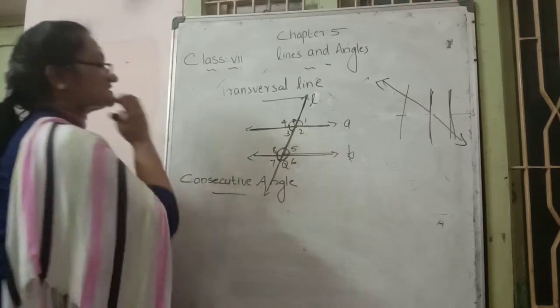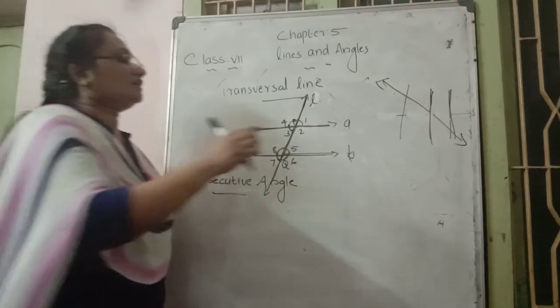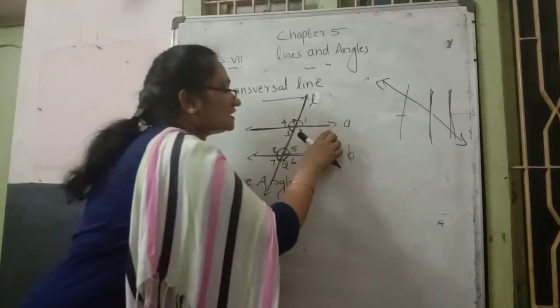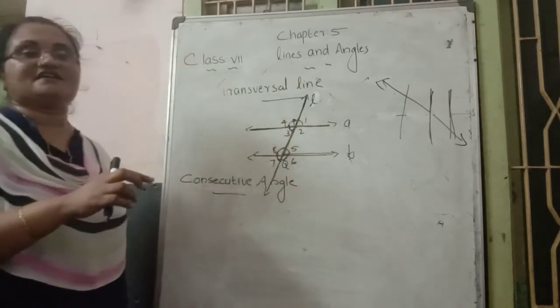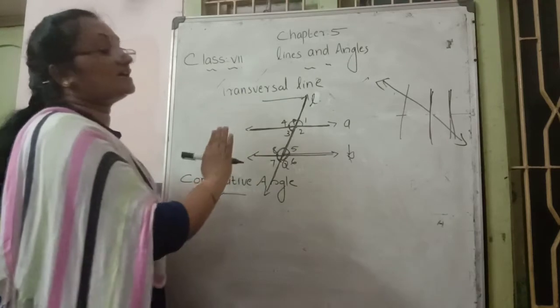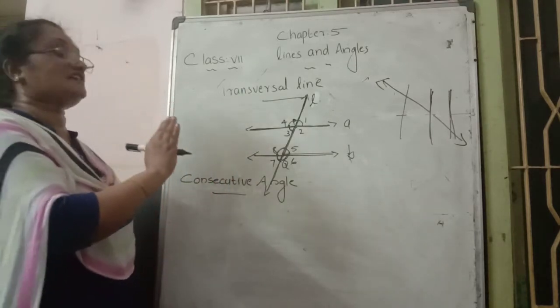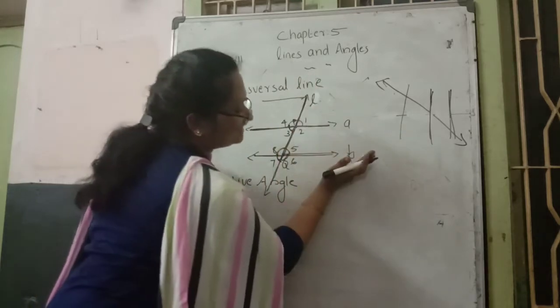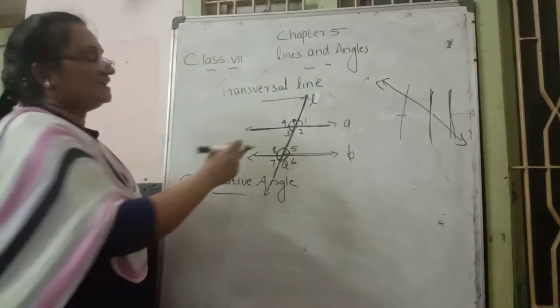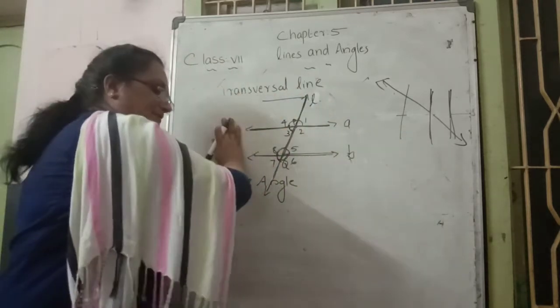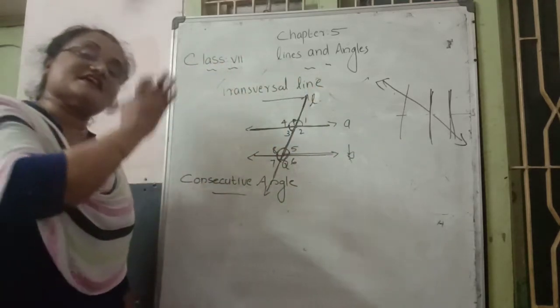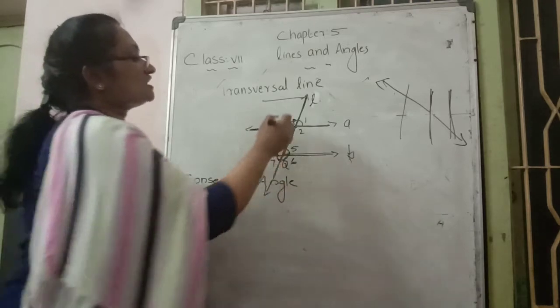Consecutive angle means, here how many parallel lines are there? Two parallel lines. Which are they? A and B are the parallel lines. Here how many sides are there? Two sides. Which are they? This side represents the left hand side, this side represents the right hand side of the transversal. In the left and right side, here see.